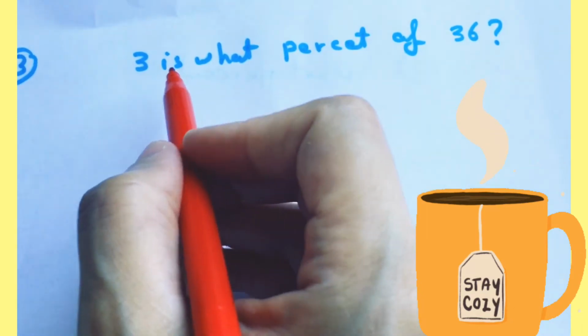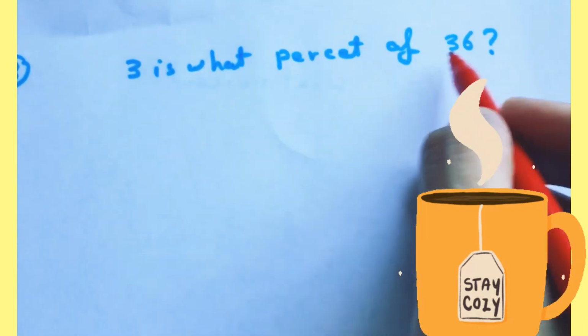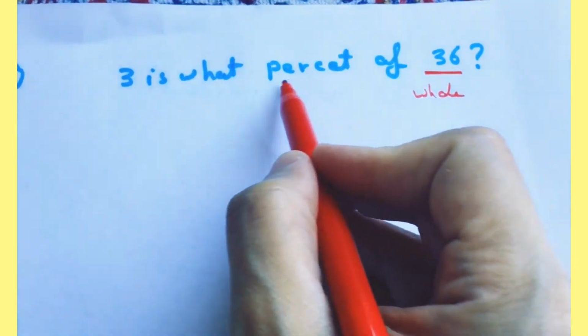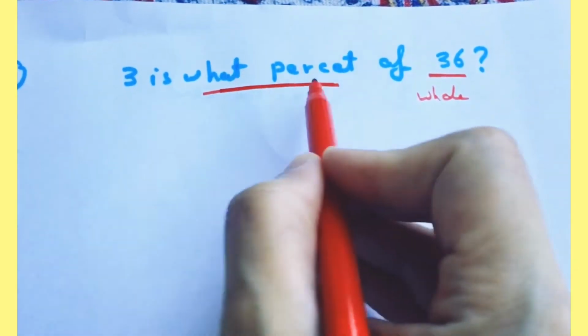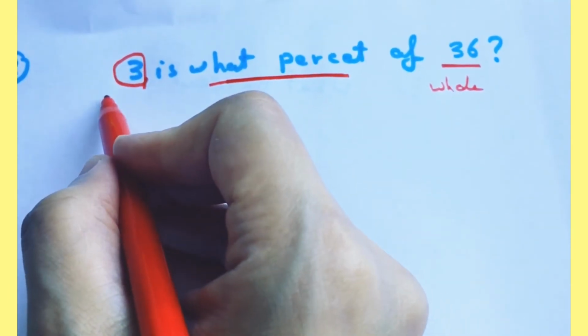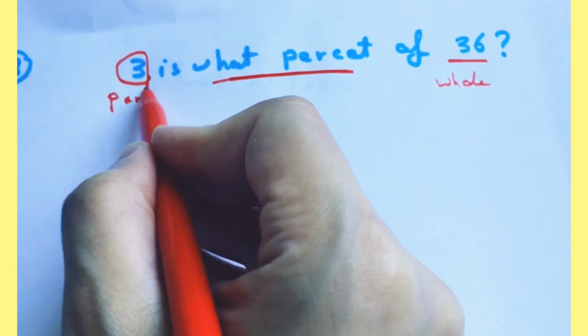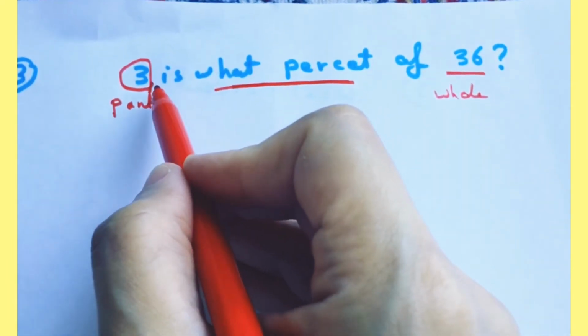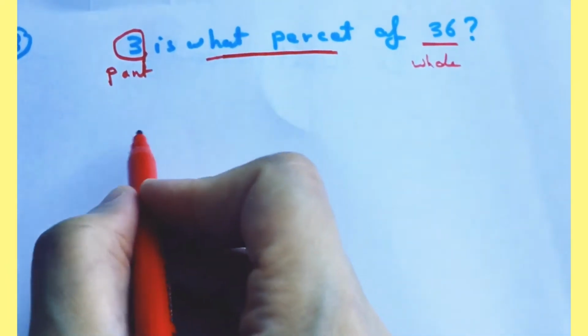Question 3. 3 is what percent of 36? Now any number after the "of" is the whole, and we want to know what percent. So the percent is missing, so what will this other number be? This number will be the part, because they ask us to find the percent.